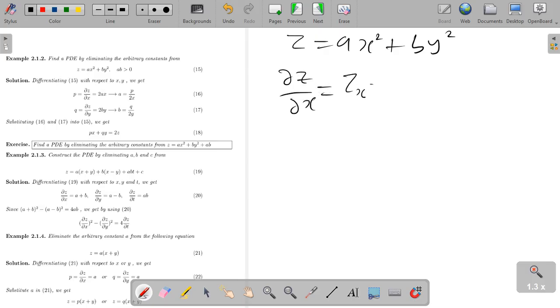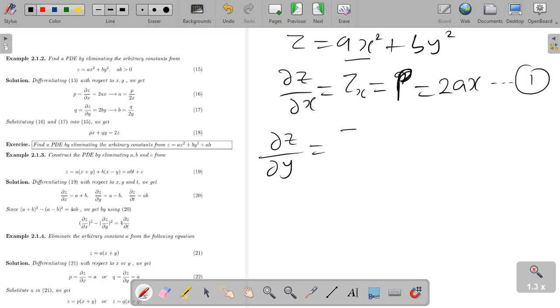So we differentiate everything here with respect to x, and that will give you 2ax. I can call it my equation 1. The next thing is partial z over partial y, which we can call z_y, which you can call q. Differentiating here will give you 2by. Yes, 2by. Now we can call this equation 2. Now let us add equation 1 and 2 and see what is going to happen.